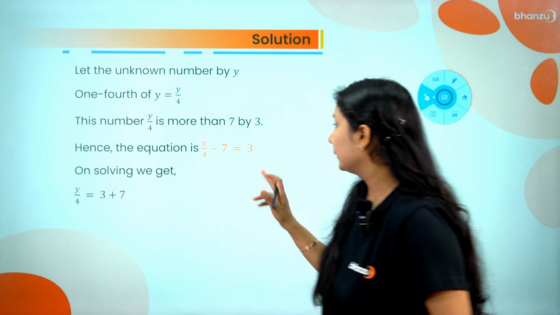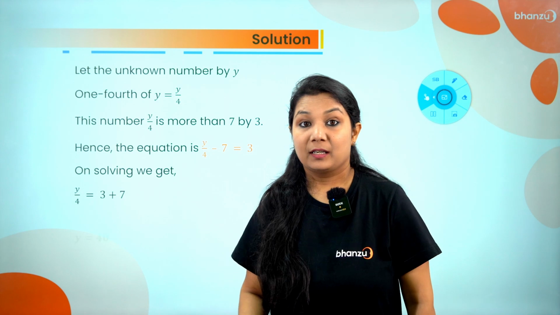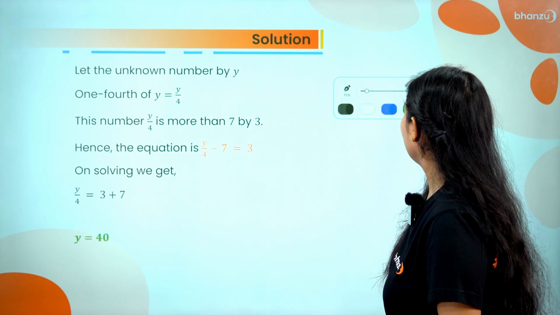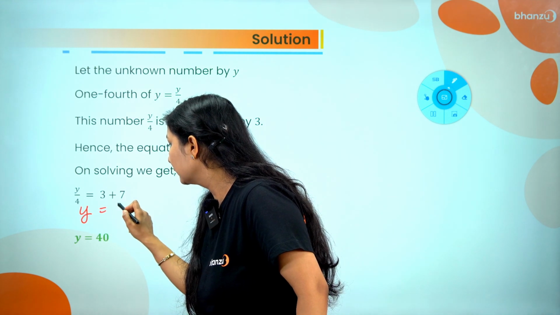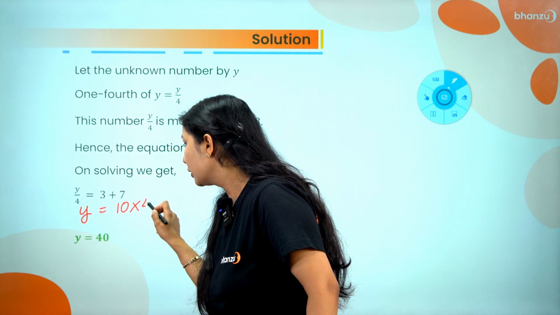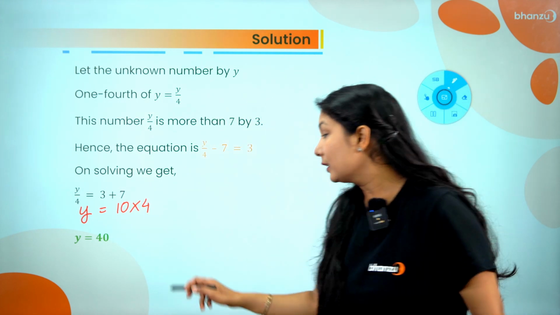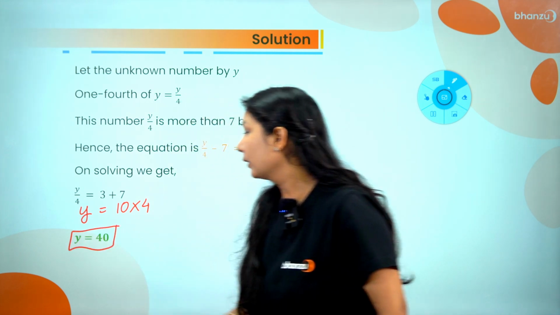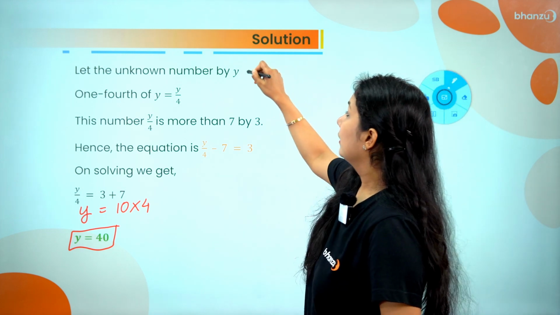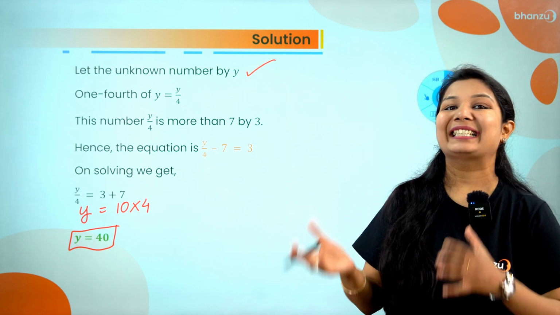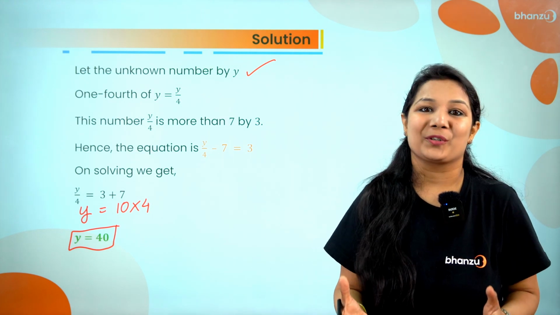If you solve it, minus 7 goes to the other side. You get plus 7. And now you have 4 in division. So 4 in division will go to the other side and comes in multiplication, right? So 3 plus 7 is 10. 10 into 4, we get the number as 40. The required number is 40. We have assumed it as y in the beginning, so whatever is the y's value would be your unknown number which is asked in the question.